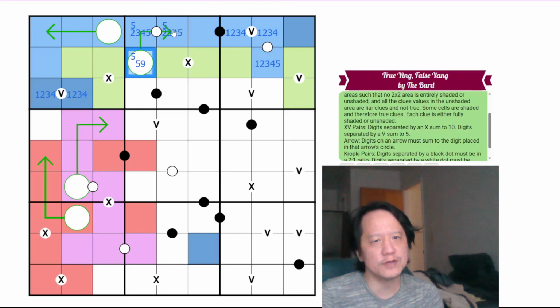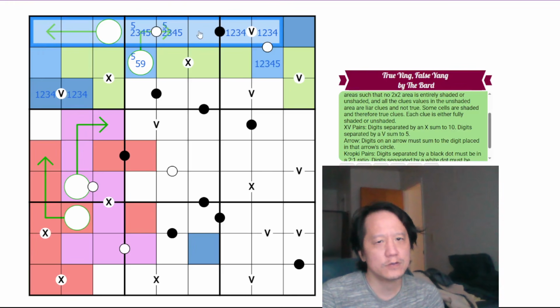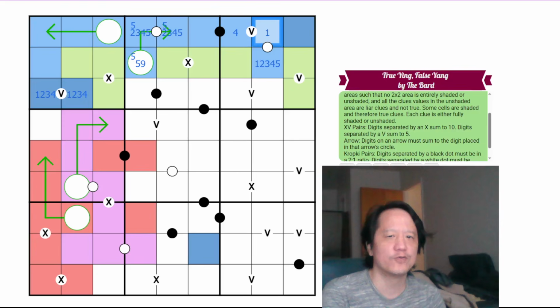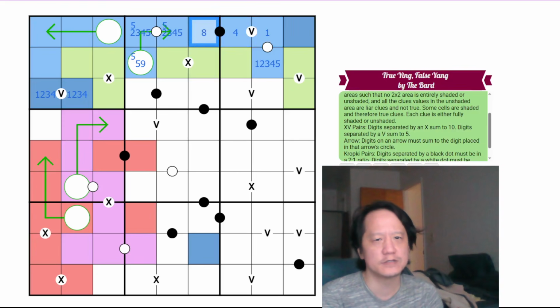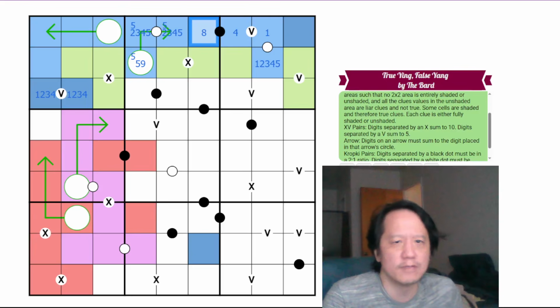So either, if this is 2, 3, this has to be a 1, 4 pair, which eliminates 4 in the rest of the row. And 2 and 3 would mean 1 and 4 there, but this can't be 1 in that case. So it would have to be 4 and 1 there. This would then be 8. Does that work, is the question.